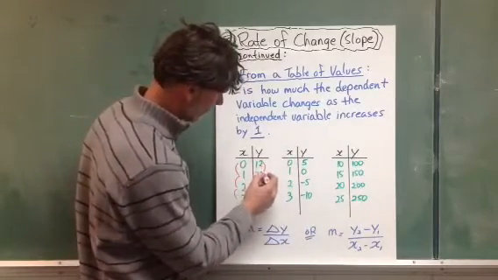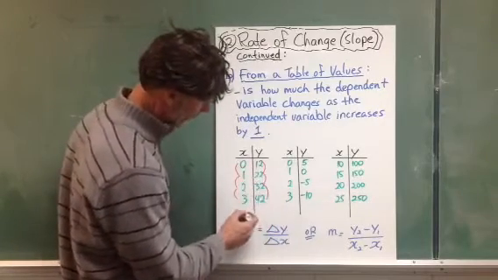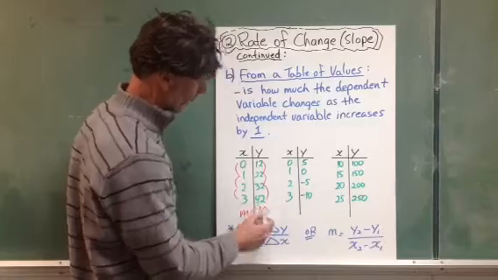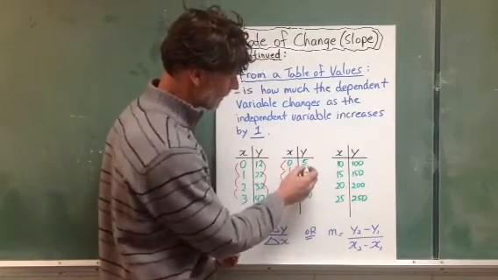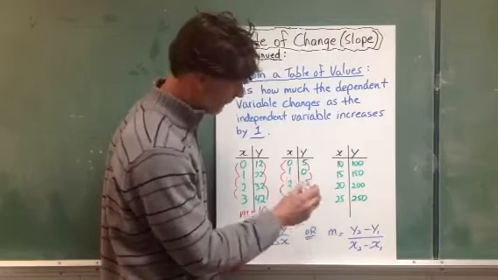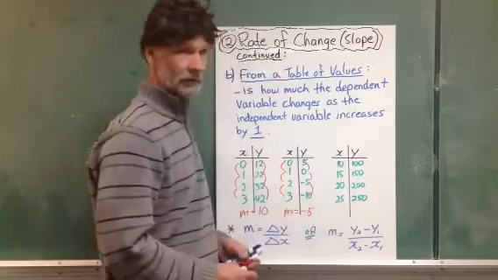Okay, so this goes up by 1. This goes up by 10. So as this goes up by 1, this goes up by 10. So the slope here equals 10. Let's go to this one. This is also going up by 1. If we look at this, this one's actually going down by 5 each time. So the slope equals negative 5.